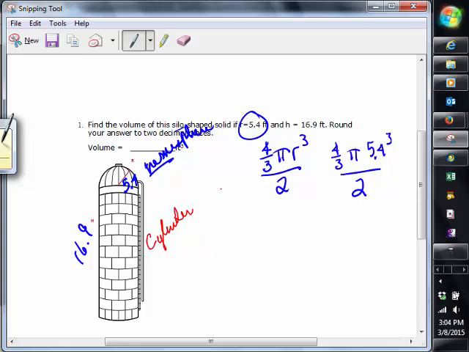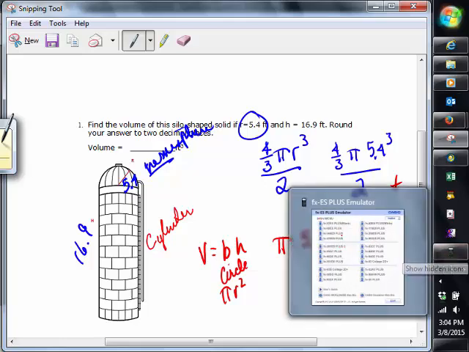The volume of a cylinder is base times height, but the base is a circle, and the area of a circle is pi times radius squared. So the volume of the cylinder part will be pi times, it's still 5.4 squared, and then the height is 16.9, so we're going to add those two together.